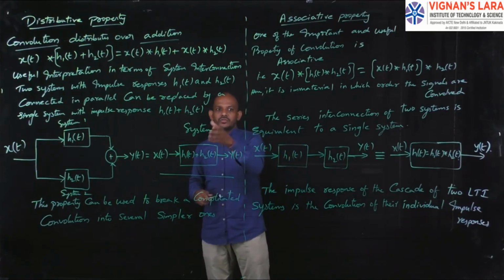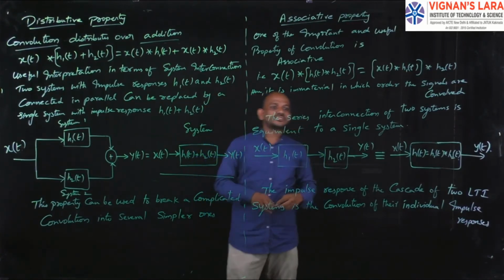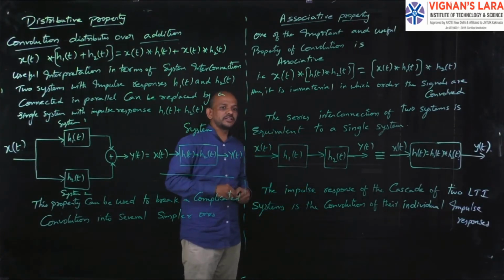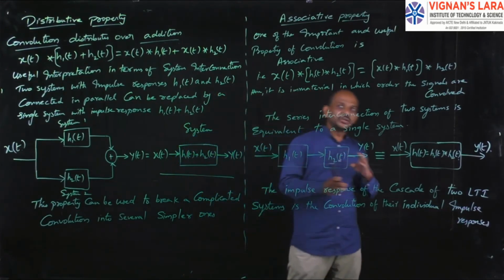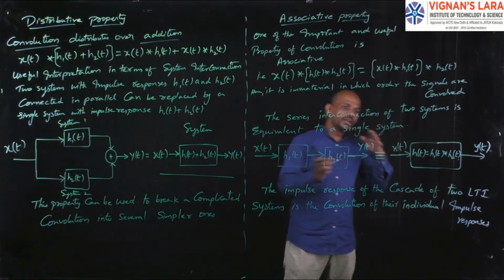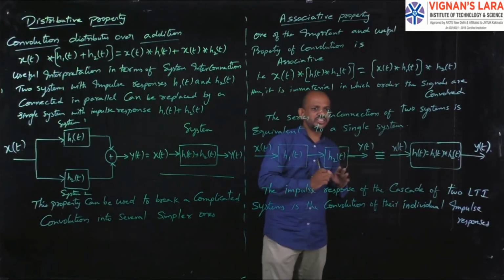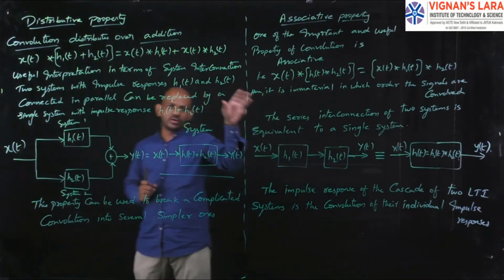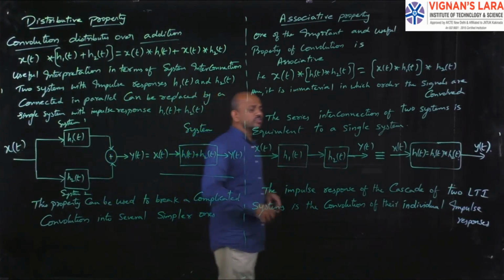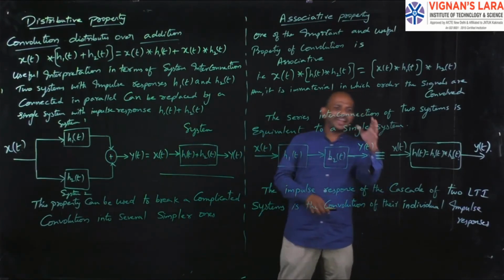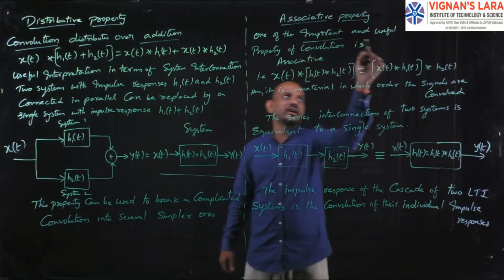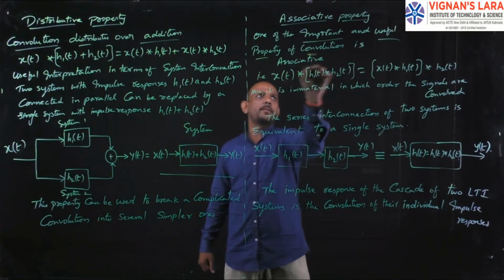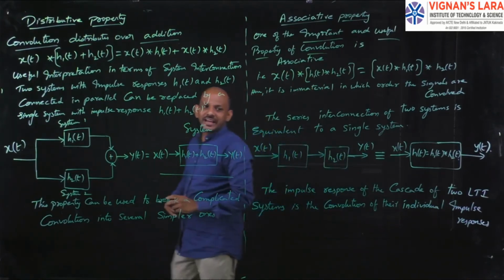Okay, now with this I finished the distributive property. Now I am going on to the last one, the third one, that is the associative property. We all know the associative property: A into B into C will be equal to A into B into C. Now one of the very important and useful properties of convolution is the associative property.